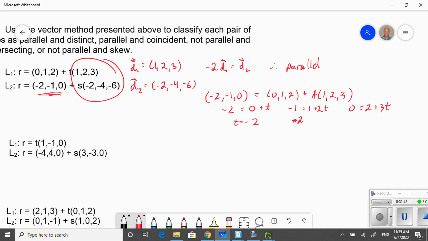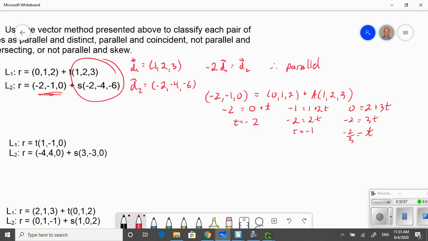-2 equals 2t, or t equals -1. And right off the bat, I don't have a consistent solution. T doesn't consistently give you the same value.